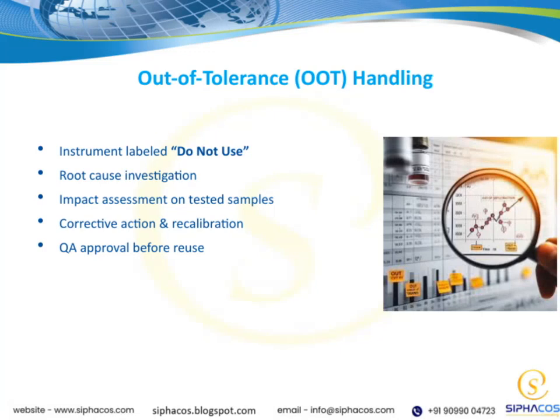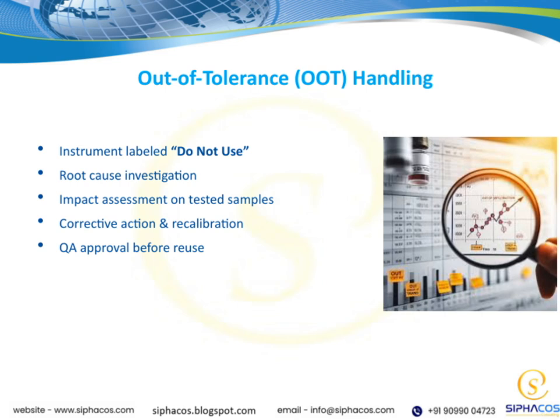Now, let's talk about how we handle out-of-tolerance, or OOT, situations. When a measurement or instrument falls outside the acceptable range, the first step is to clearly mark it as "Do Not Use." This helps prevent any accidental use of potentially inaccurate data. Next, we conduct a root cause investigation to understand why the instrument was out of tolerance, whether it's a calibration issue, environmental factors, or equipment malfunction. Once we identify the cause, we assess the impact on the tested samples to determine if any results need to be retested or if there might be implications for our overall quality.